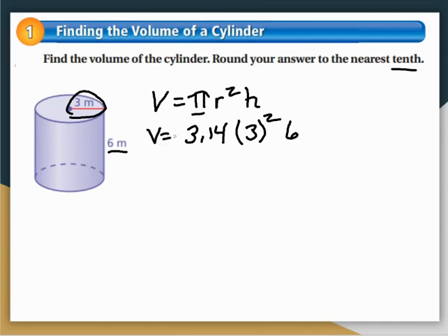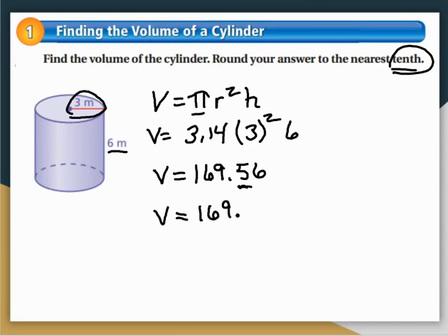So you're basically just using your calculator to multiply these numbers together. So 3.14 times 3 squared times 6 turns out to be 169.56. But it says to the nearest tenth, so we're going to stop right here. So the volume would be 169 because this is larger than a 5, we're going to round that one up to the next higher. So it would be 6 and then meters cubed. Volume is always cubed because it has 3 dimensions, length, width, and height. So 3 dimensions, cubed, answer.